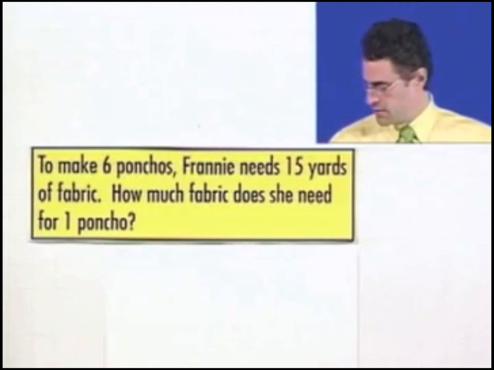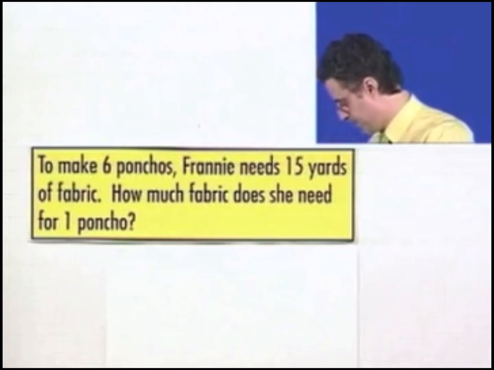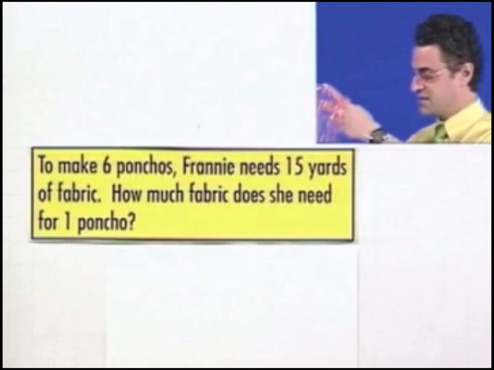This is now the unit rate. And so here's a poncho. That's how they look, by the way, in case it's raining. And so 15 yards of the material is required to make 6 of these. And the question is, how much do we need to make just 1? So let's set it up.